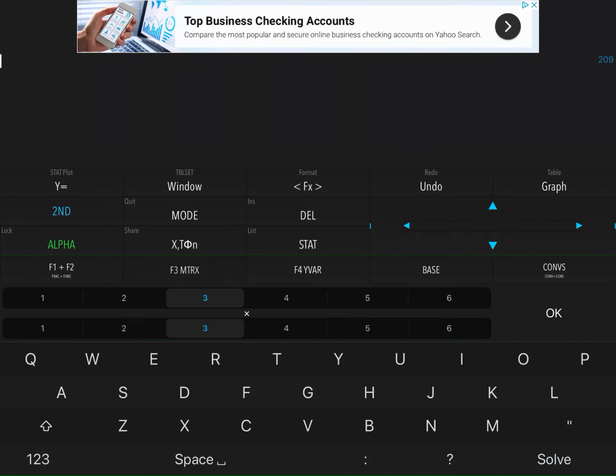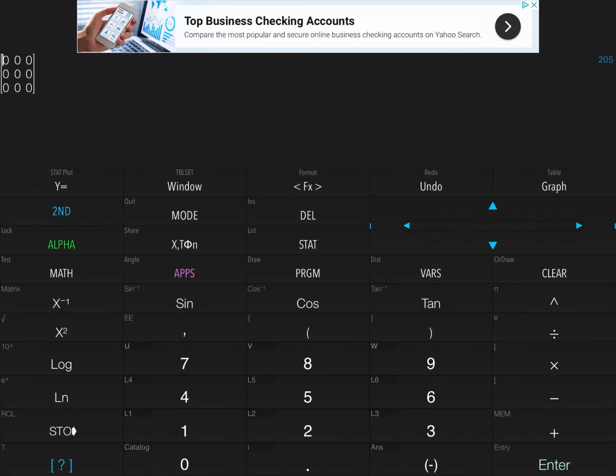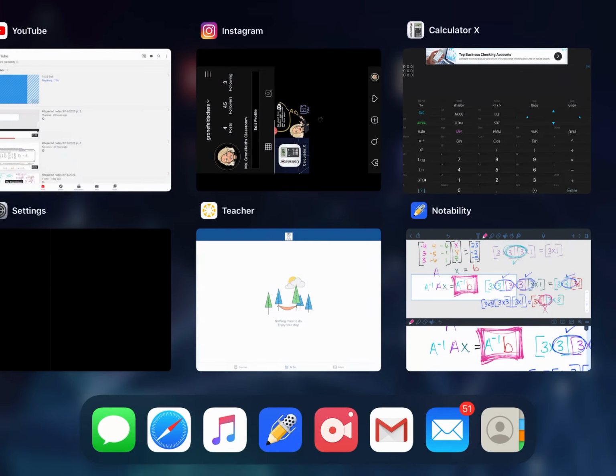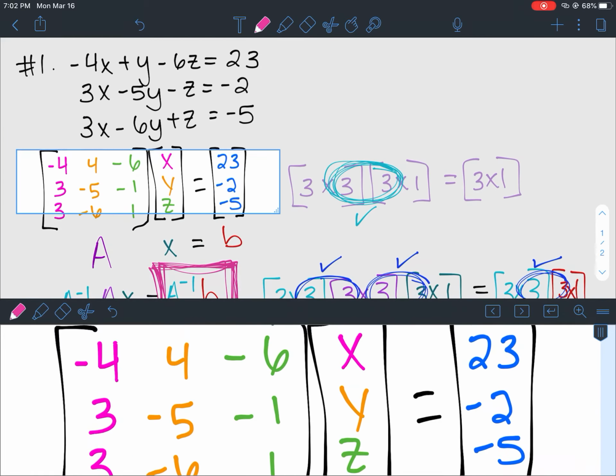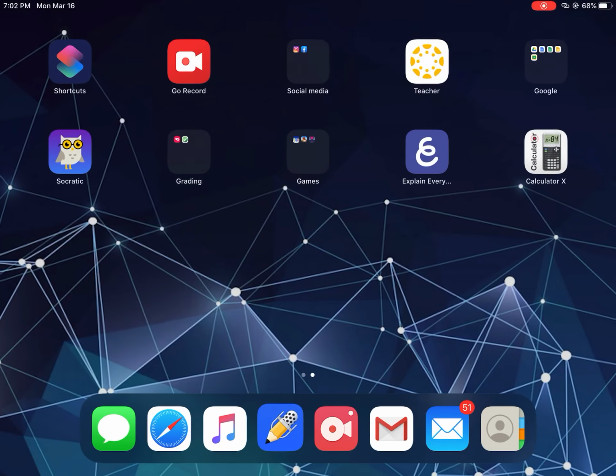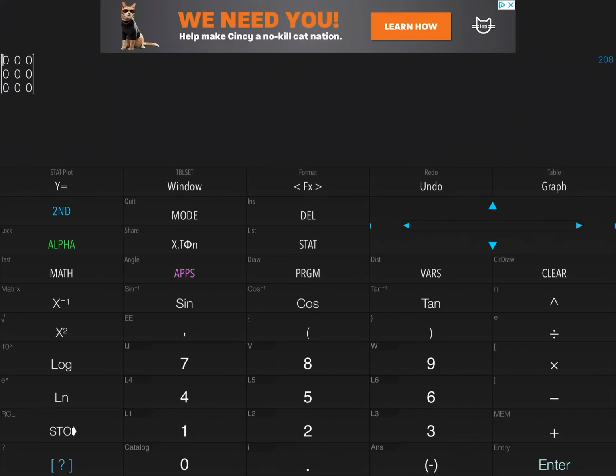on here. So the first matrix that I'm going to do is my 3 by 3 matrix that I made up. That's that coefficient matrix that I wrote. I'll get the colors back out. That's this matrix right here. That's this one that I'm talking about right now. So I'm going to enter that one into my calculator.